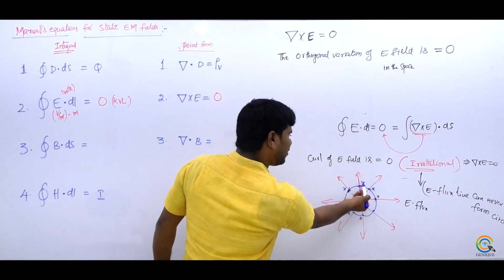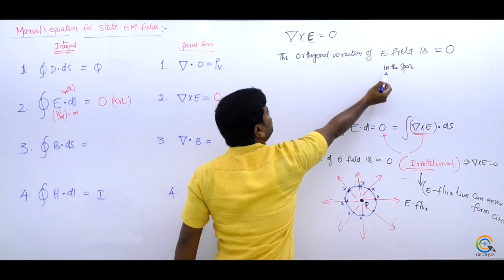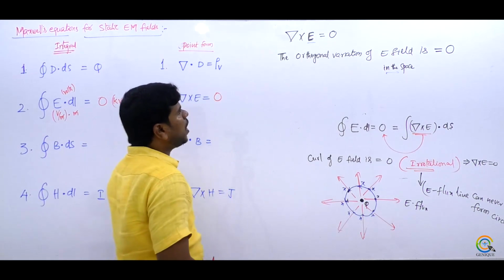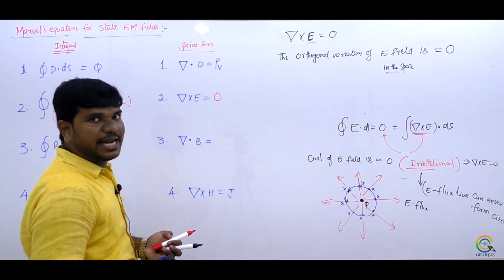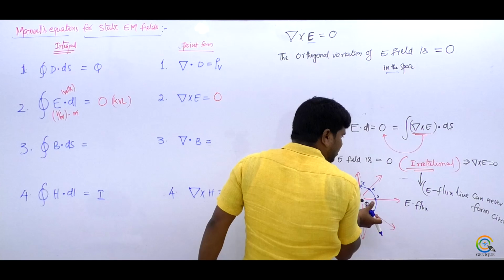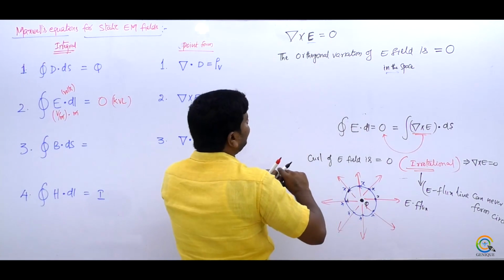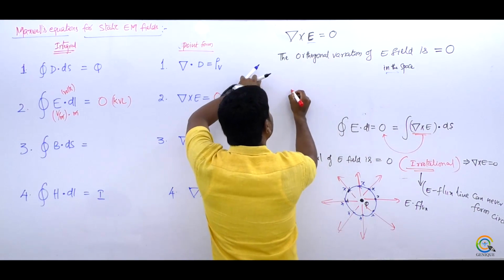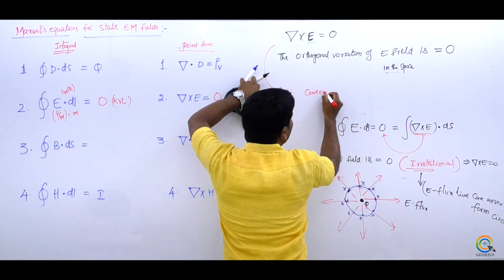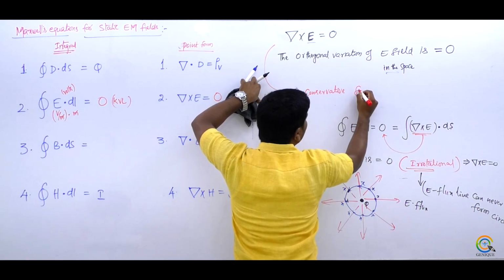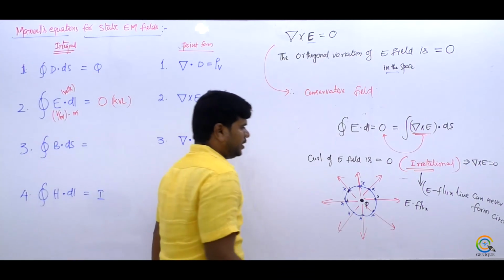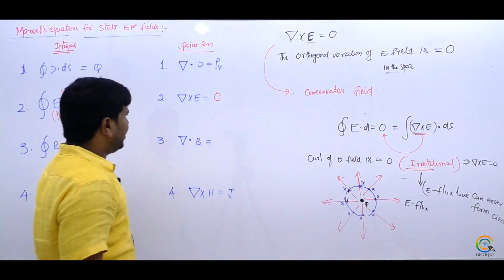The perpendicular variation of the electric field in space is 0, since X minus X is 0. The orthogonal variation of the electric field in space is 0. What does that mean? This field can also be called a conservative field. So this is the meaning of this.